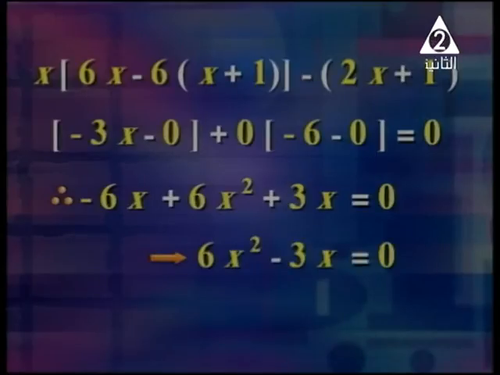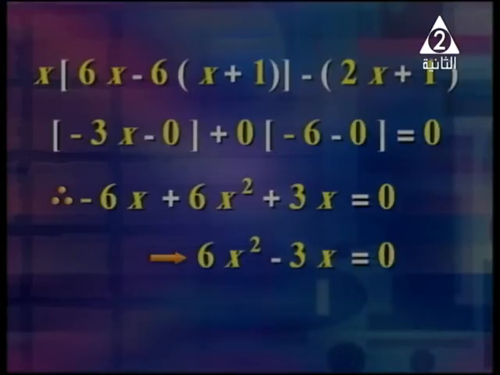The second element multiply its determinant, negative 3 times negative 3x minus 0, plus 0 multiply bracket negative 6 minus 0 equals 0. We find the equation is negative 6x plus 6x power 2 plus 3x equals 0. By collecting like terms, we find 6x power 2 minus 3x equals 0.